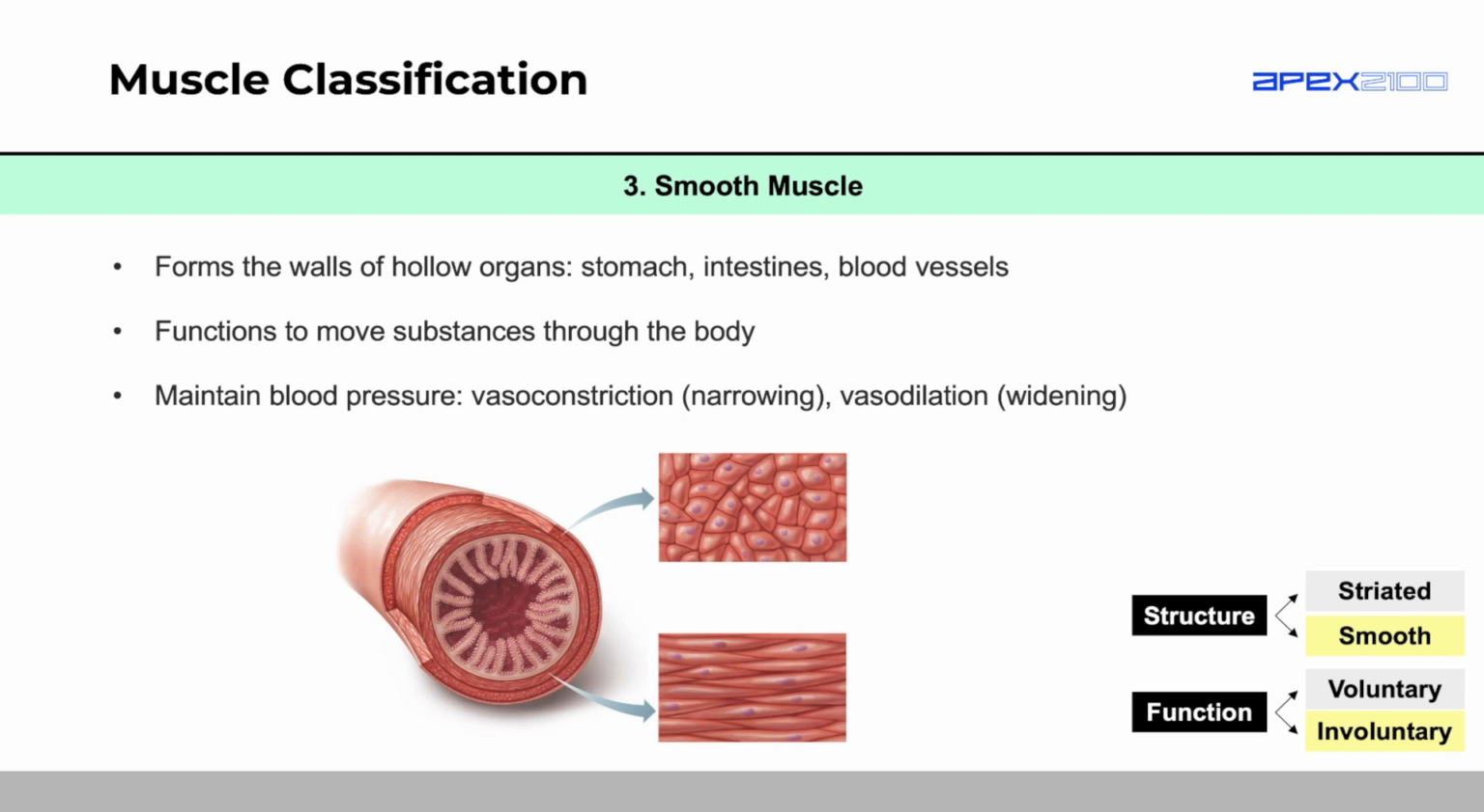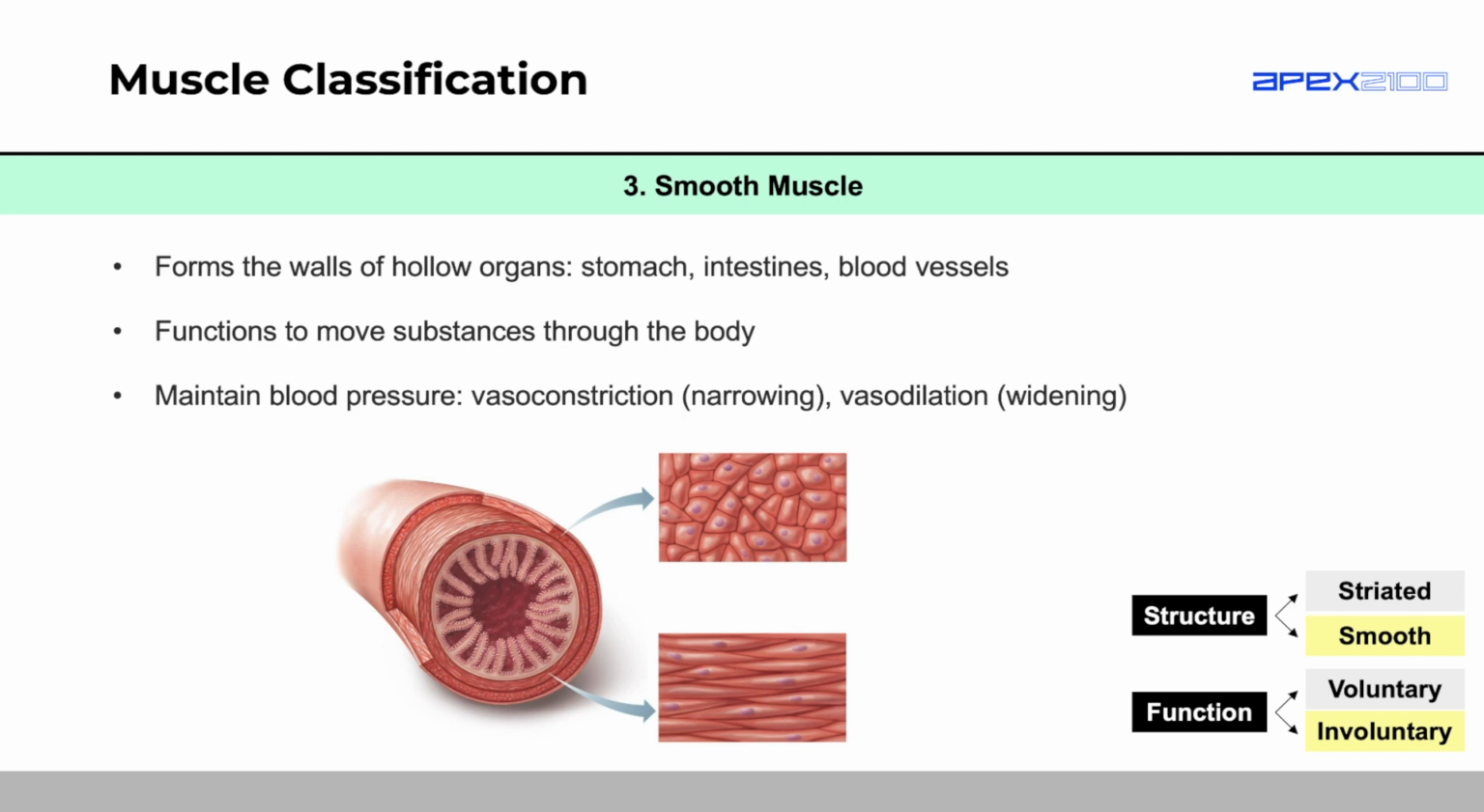So with vasoconstriction, these muscles narrow, and they narrow the size of that blood vessel, therefore increasing the blood pressure. If we're narrowing the blood vessel, the blood has got less place to go. It's going to put more pressure on the walls of that blood vessel. And they can also widen, and this is called vasodilation. So we can widen the hole within this blood vessel, therefore the blood's got more space to move, lowering the blood pressure. The function is involuntary, so this happens without us thinking about it.